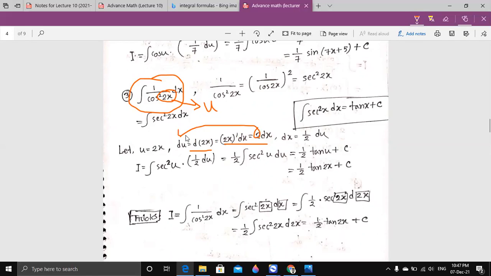Okay, guys, can you see this comma here? This is the second line. That means I calculated du, or d of 2x, this way. So I get du is equal to 2 dx. Now I take this 2 to the left side, so I get 1 by 2 du. That means dx is equal to half du.